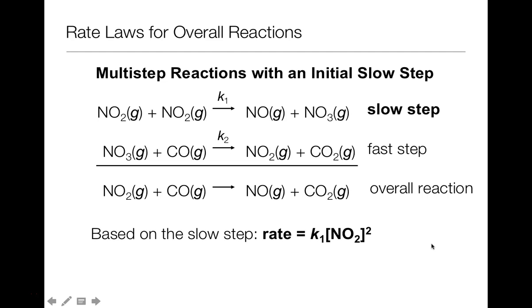So let that sink in for a little bit, because that's our first example. Slow step, the K is K1, and it only depends on the molecularity of the very first elementary step.